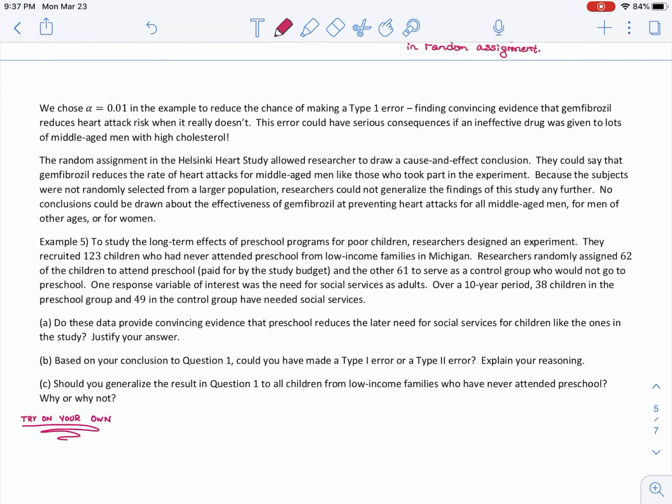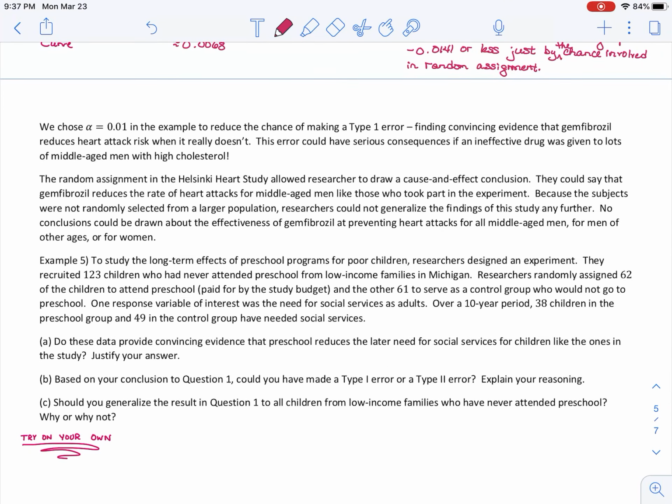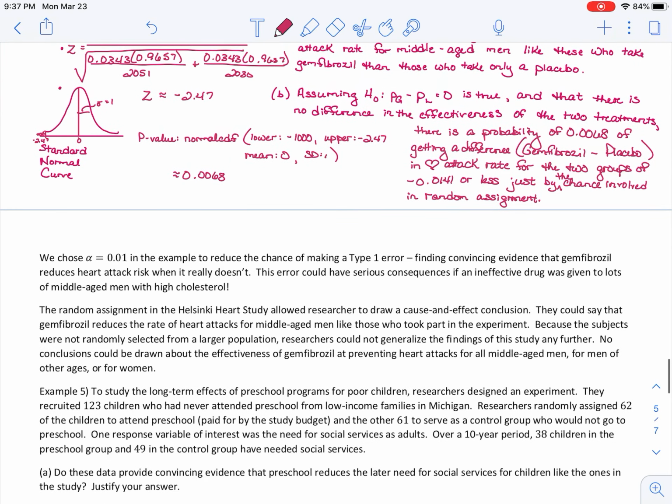There is another, oh, I forgot about pointing this out. I already said earlier, we chose a 0.01 level of significance in the example to reduce the chance of making a type 1 error. Remember, if you reject the null but it was true, then you would be saying, I have convincing evidence that it reduces heart attacks when it doesn't, which would be really, really bad if this drug was given to lots of guys with high cholesterol and you're expecting it to make them better, but you made a mistake and it doesn't actually make them better.